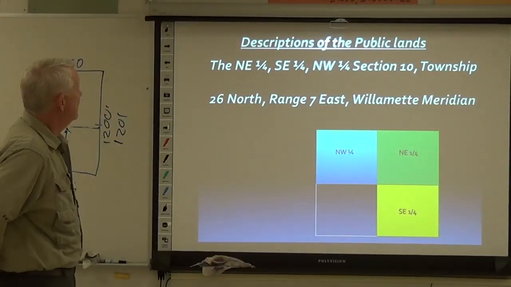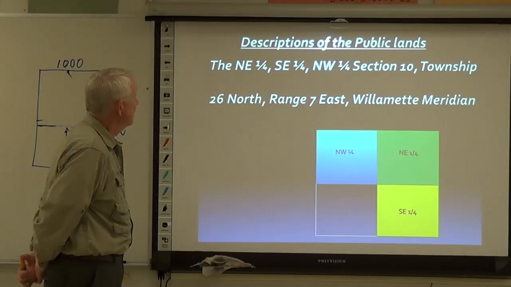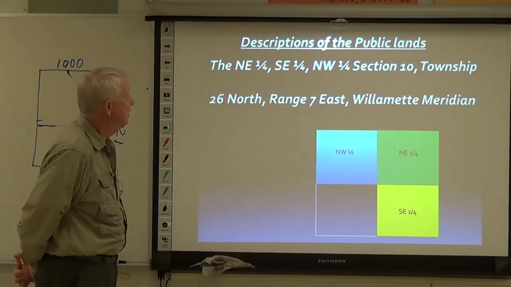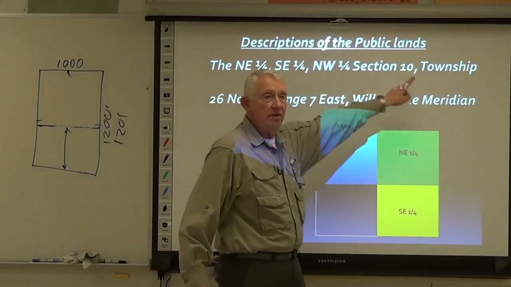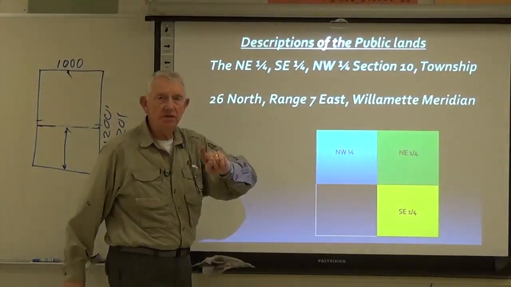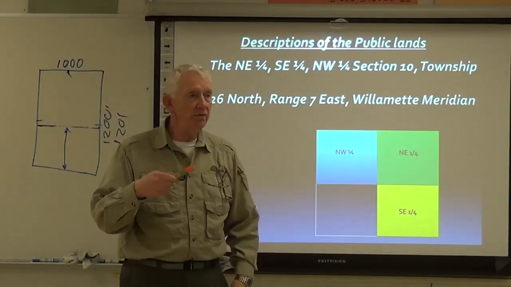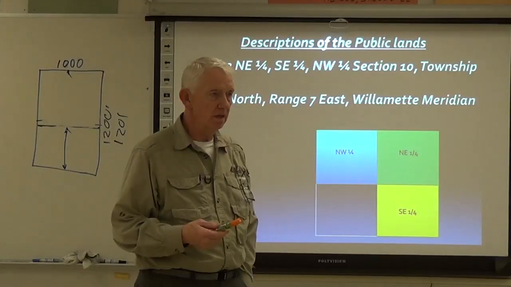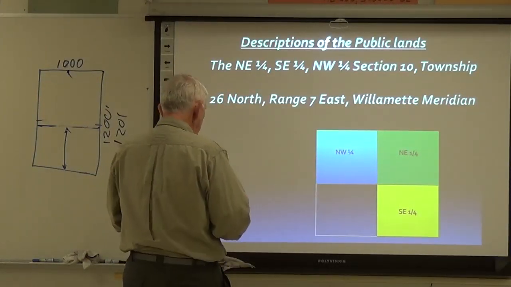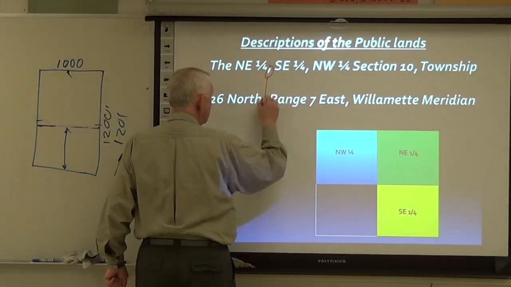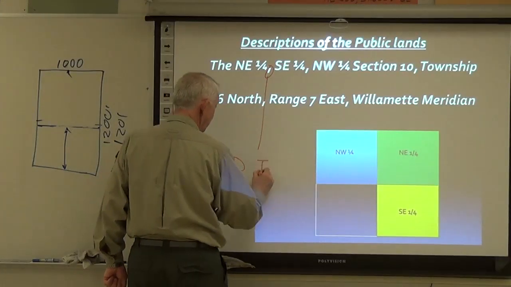Right here. Description of the public lands. The northeast quarter, comma. The southeast quarter, comma. The northwest quarter, comma, section 10. Same words, right? The only difference between that and the other description that we were looking at is we have these commas. Now, according to the Bureau of Land Management, when you have a comma between these things, this comma stands for "and the."